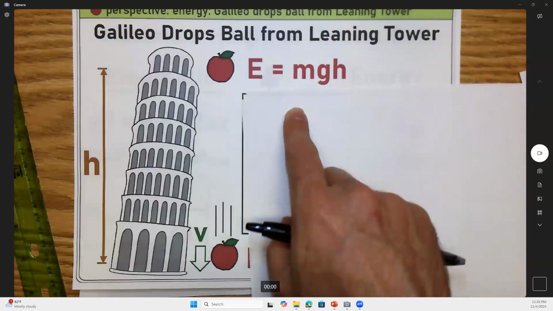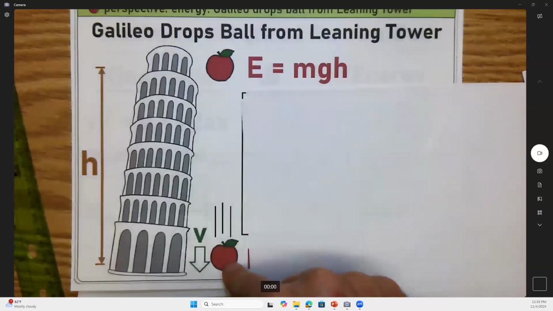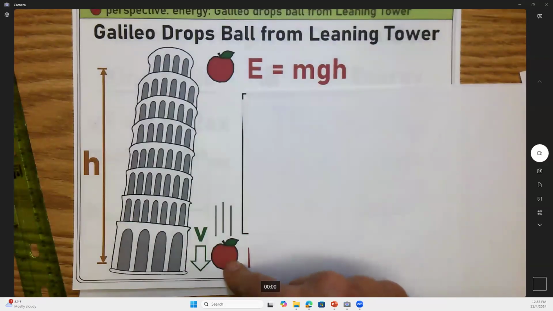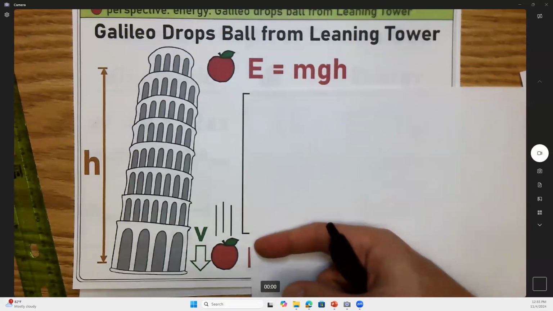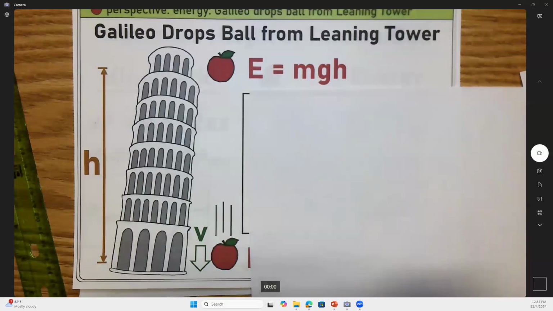Then he's going to drop it, and the ball's going to go all the way to the bottom. Right before it hits the ground, does it have height anymore? Basically, no. So all the potential energy is gone. Where did all the energy go? Into what type of energy? What's energy of motion called? Kinetic. Isn't it moving really fast down here, with a bunch of kinetic energy? What's the formula for kinetic energy?